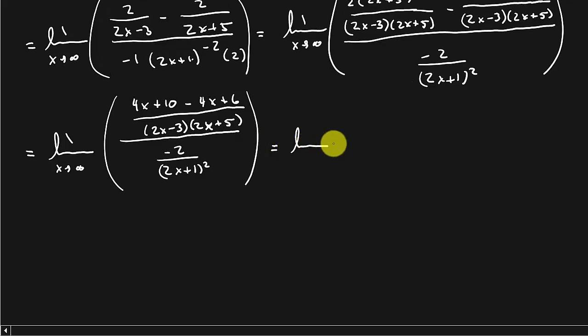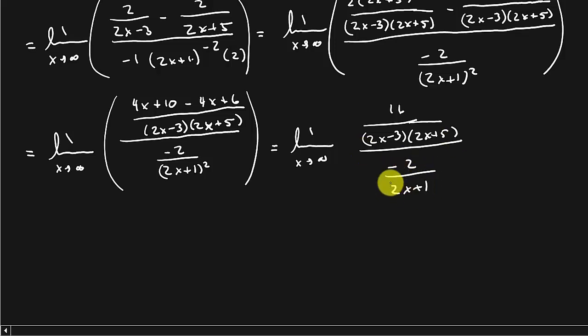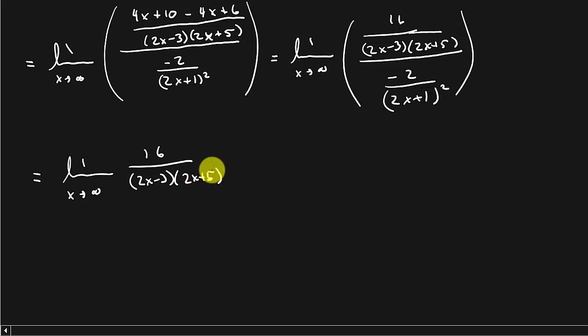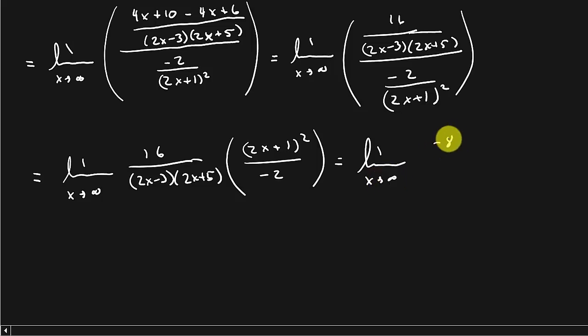All right, so now I've got the limit as x goes to infinity. The 4x's go out, and so that's going to be 16 over 2x minus 3 times 2x plus 5. Now I'm going to write out all the steps so you can see it. 2x plus 1 squared. All right. And so now this is going to give me the limit as x goes to infinity of 16 over 2x minus 3 times 2x plus 5 times, see, it's this divided by this, so it's this times the reciprocal, 2x plus 1 squared over negative 2, which is equal to the limit as x goes to infinity of negative 8 times 2x plus 1 squared over 2x minus 3 times 2x plus 5.